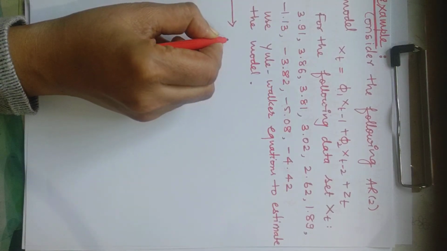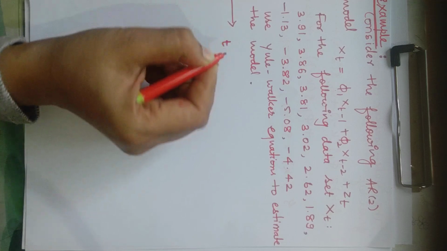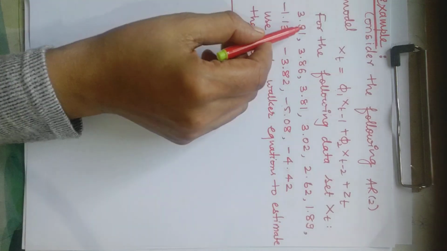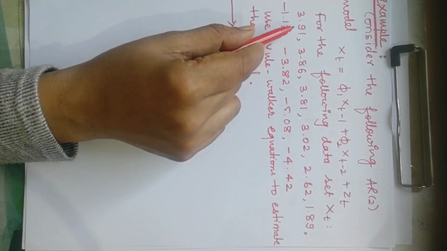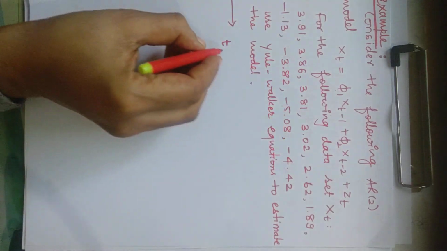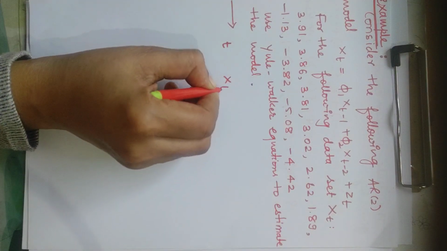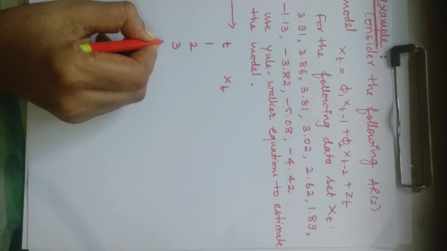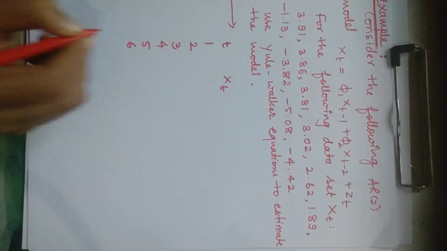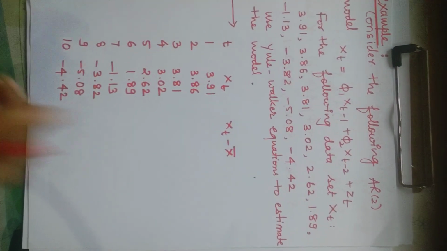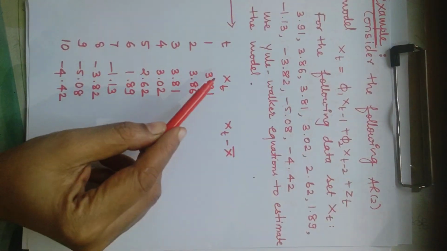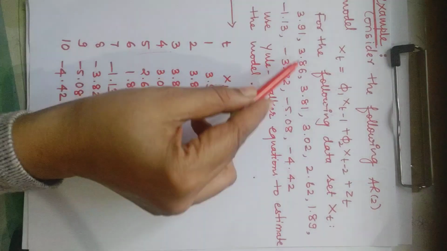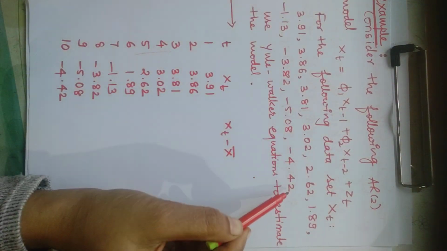So data is given for 10 observations. Here T is 10 periods: first period, second period. The period may be 1 week, 1 month, 1 year. And then xt is given. So t is equal to 1, 2, 3, 4, 5, 6, 7, and I have written all 10 observations for 10 periods. So t and xt are given: 3.91, 3.86, up to minus 4.42.